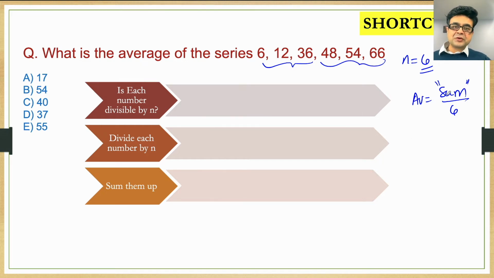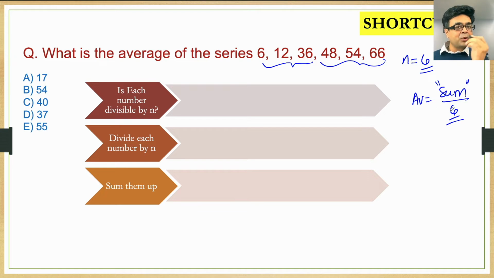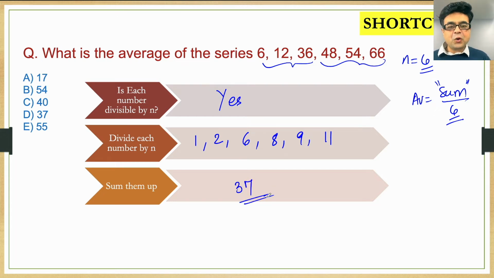However, what if I first divided each of the numbers individually by 6 and then added them up? I will get the same result, but probably the sum would be simpler. So first I checked, is each number divisible by n, which is my number of elements, and I say yes. Then let's just divide them. So 6 divided by 6 becomes 1. 12 divided by 6 becomes 2, then 6, 8, 9, and 11. The complexity of my calculation all of a sudden became very, very simple, and my answer to the question becomes 37. I hope you followed so far.